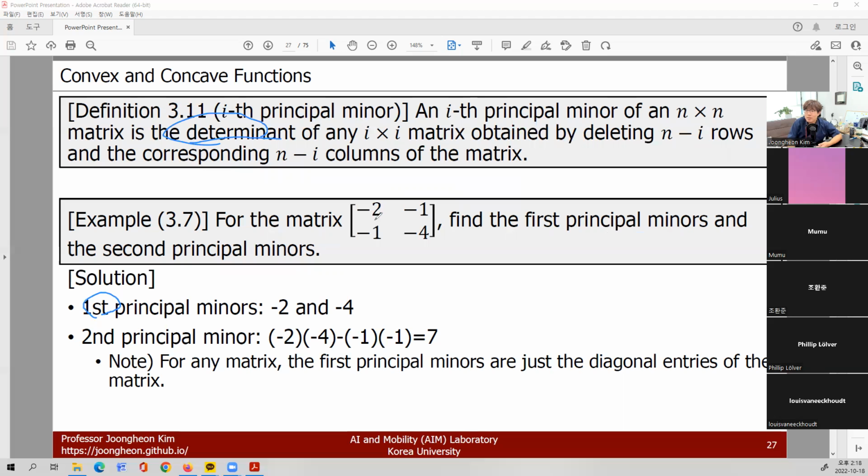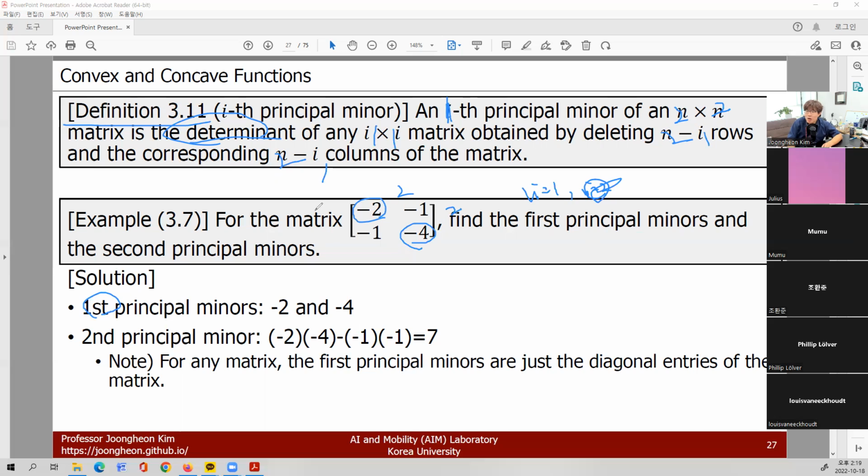It means that, as you can see here, this one will be the first principal minors. Because based on this definition, when you look at this one, this is a 2 by 2 matrix, right? So n becomes 2. I can be 1 or I can be 2. Let's say I is 1. So it is a 1 by 1 matrix obtained by deleting the first row and the corresponding first column.